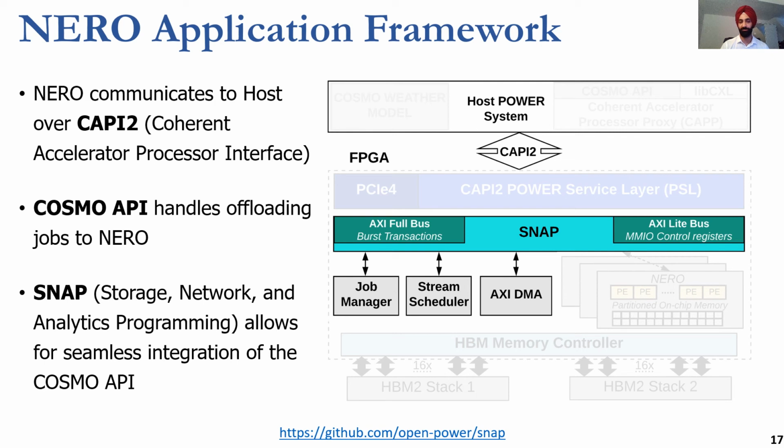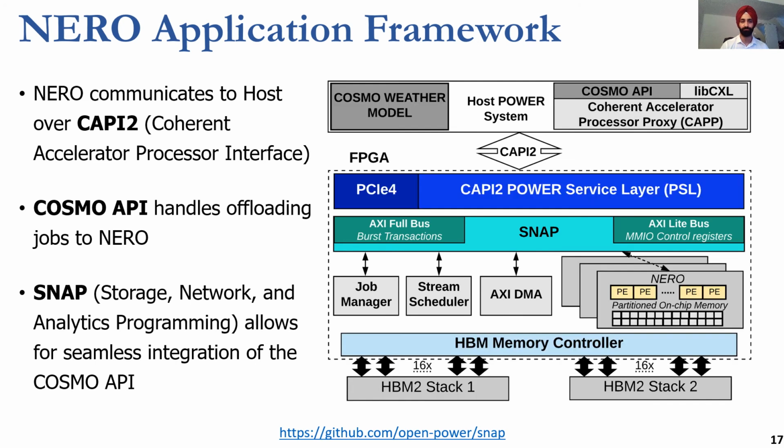In our application framework, the job manager dispatches jobs to streams, which are managed in the stream scheduler and fetch data through DMA transfers. Please refer to our paper for more details on our application framework.